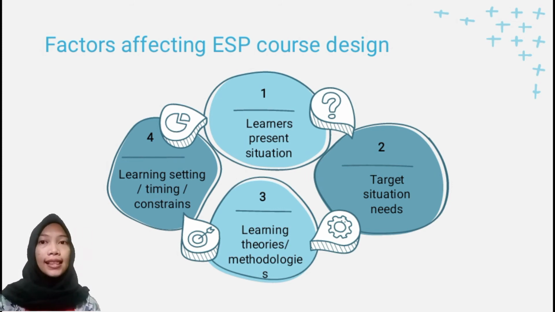The second is lacks, which refer to the proficiency level and background of the learners. And the last is wants, which are the personal aims that the learners would like to obtain from the language course. And then the third factor is learning theories or methodologies.